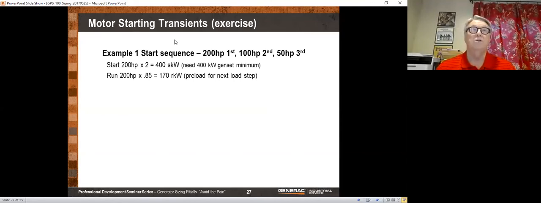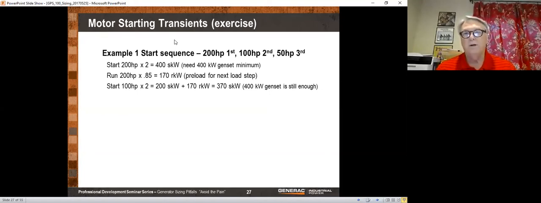So you can't just go to a motor and say, hey, I've got a 100 horsepower motor that's 85 kilowatts. I'll buy myself an 85 kilowatt generator. No, it'll run the motor, but it won't start the motor. Now, once the 200 horsepower is running, we're going to start the 100 horsepower. So 100 times 2 is 200 starting kilowatts, plus the 170 from the 200 horsepower that was already running. So it's going to take 370 kilowatts to start the 100 horsepower motor while the 200 horsepower motor is running. And you'll notice that that is less than 400 starting kilowatts. So 400 kilowatts is still large enough.